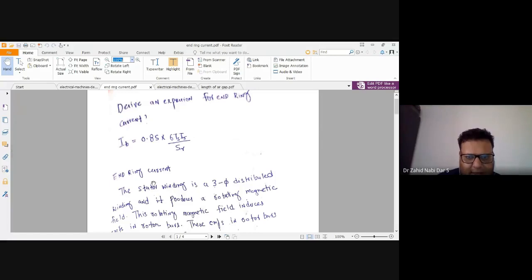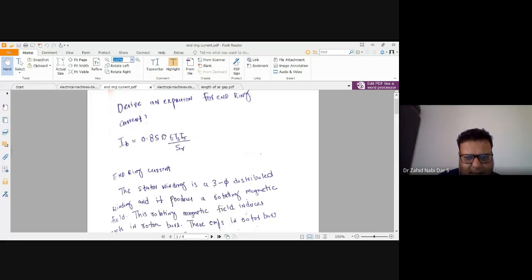Okay. Derive an expression for end ring current. So yesterday we saw the bar current of the induction machine, which we calculated, and we told it has to be 85% of the mean stator current. It happens to be around 0.85. So 85 divided by 100 would come around 0.85, into, this is for three phase.